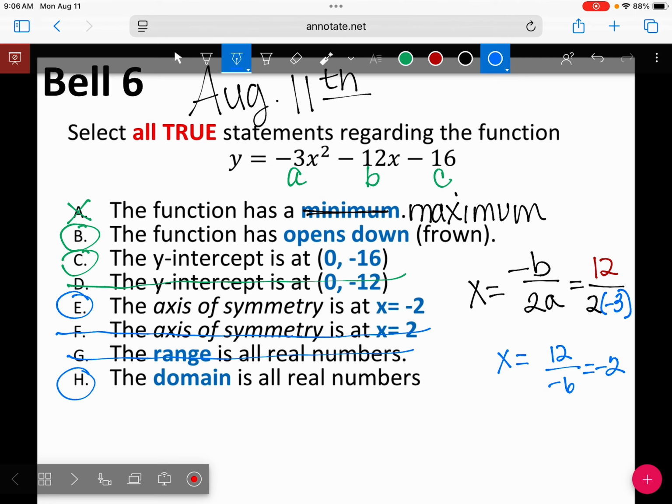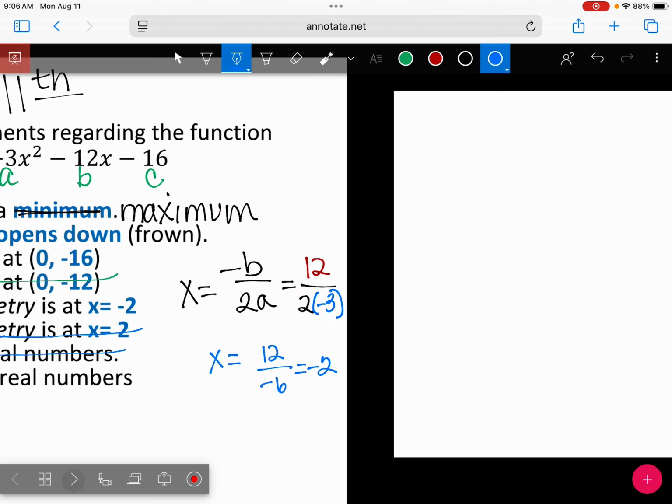I should also mention that you have a skills check tomorrow, and the skills check tomorrow is going to cover the graphing, like what we've done up until today. So graphing a quadratic, finding the axis of symmetry, things that we've done over and over and over and over again.